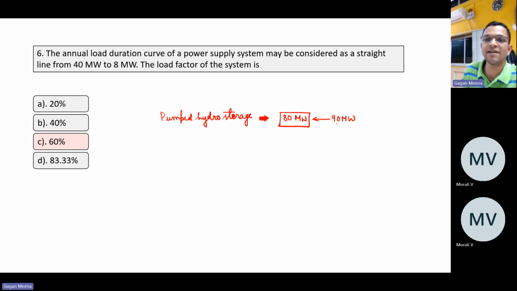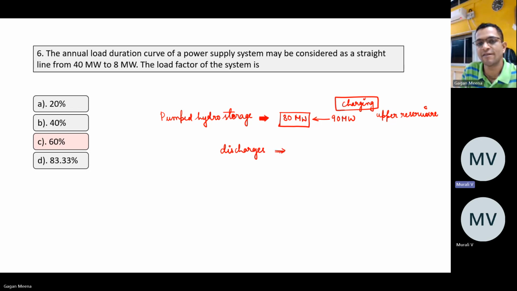So that means it will take 90 megawatts of energy to fill the upper reservoir, but it will supply only 80 megawatts. This is while charging, it takes 90 megawatts. Its installed capacity is 80 megawatts, and it discharges 80 megawatts.